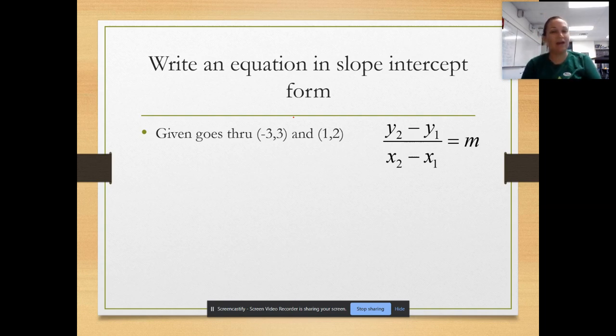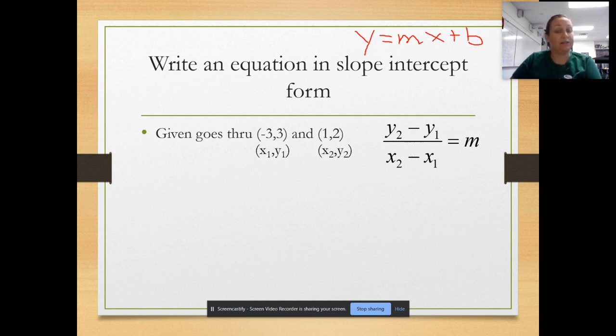All right, so here we have a new problem, new ordered pairs. I still want an equation in slope-intercept form. So again, to help me out, I'm just going to write up here y equals mx plus b so that I know what I'm going for, what my final answer should look like. And I'm given two ordered pairs. And so again, I'm going to start by finding my slope.